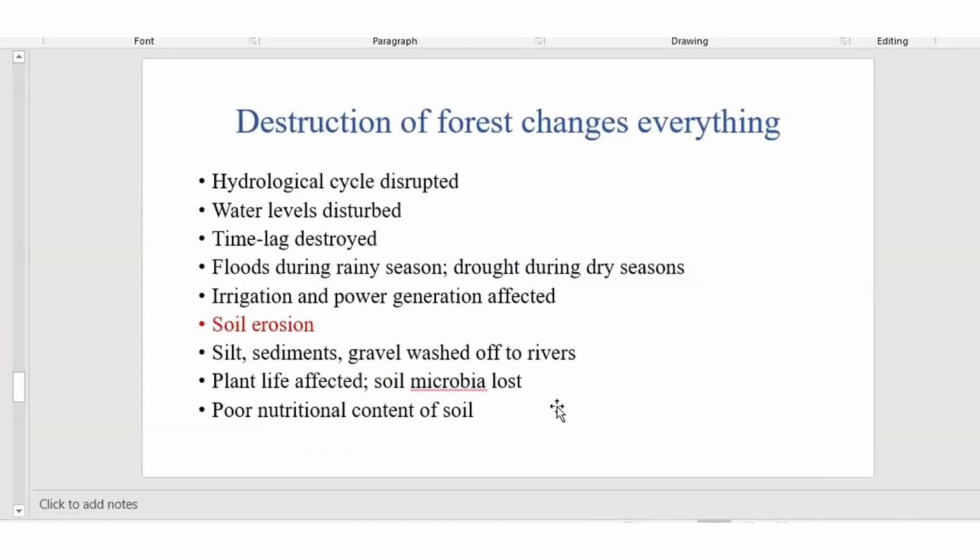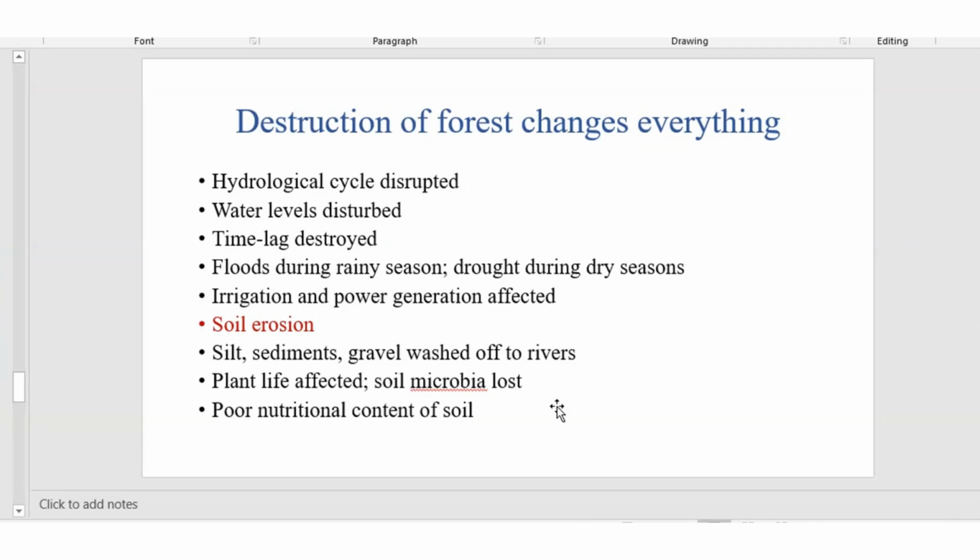Yes, ma'am. So basically, when you destruct forests, the water cycle is disrupted, water levels are also disturbed, the time lag is destroyed, which is responsible for events like flooding or soil erosion. It leads to excessive flooding during rainy season and drought during dry seasons. Then to fix these things, we switch to methods like irrigation and power generation, they are also affected. Soil erosion is one of the biggest consequences of deforestation and is also a part of land degradation.